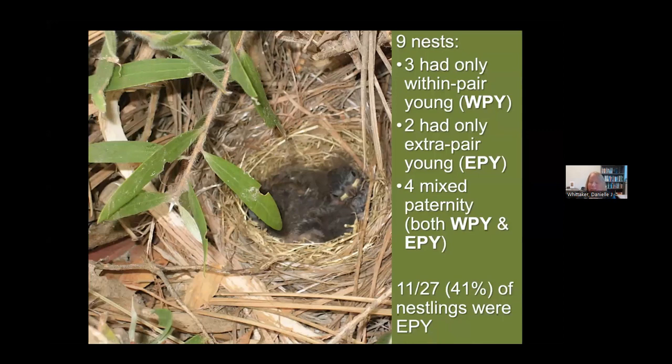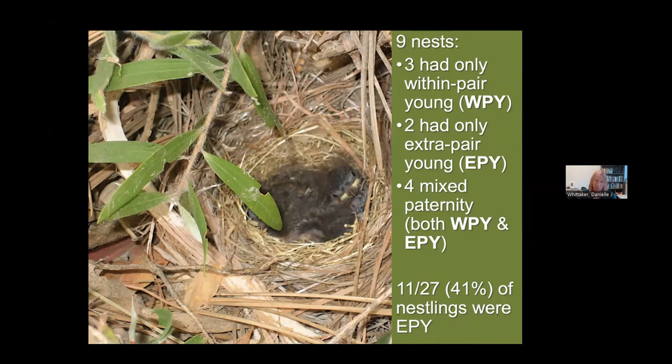So I had 9 nests, and remember I mentioned that they're socially monogamous, but not genetically monogamous. So of course we did paternity testing on these nests, so we knew the relatedness level between all of the birds involved. So of my 9 nests, 3 of them had only within pair young, so their parents were the 2 birds that were raising them. 2 of the nests had only extra pair young, so the males at those nests were raising somebody else's offspring, and 4 of the nests had mixed paternity. So there were both within pair and extra pair young in the nest. So there were multiple fathers of the birds in that nest.